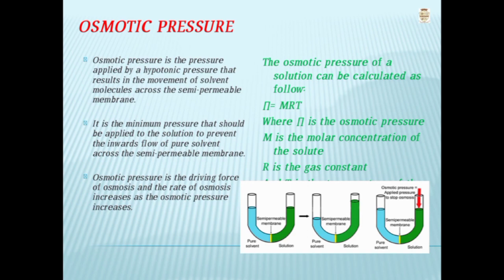Osmotic pressure. This is the pressure applied by a hypotonic solution that results in the movement of solvent molecules across the semi-permeable membrane. It is the minimum pressure that should be applied to the solution to prevent the inverse flow of pure solvent across the semi-permeable membrane. It actually acts as the driving force of osmosis, and the rate of osmosis increases as the osmotic pressure increases.